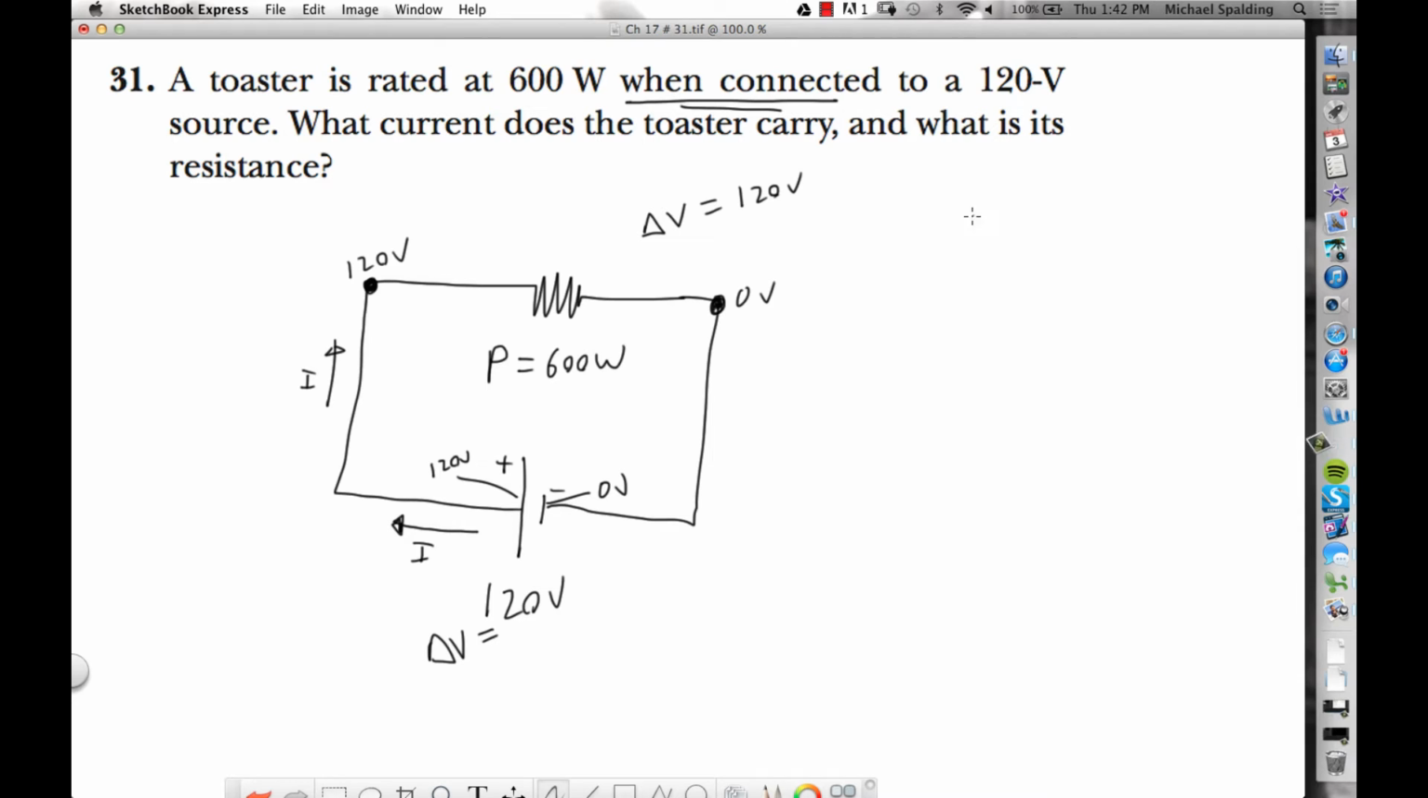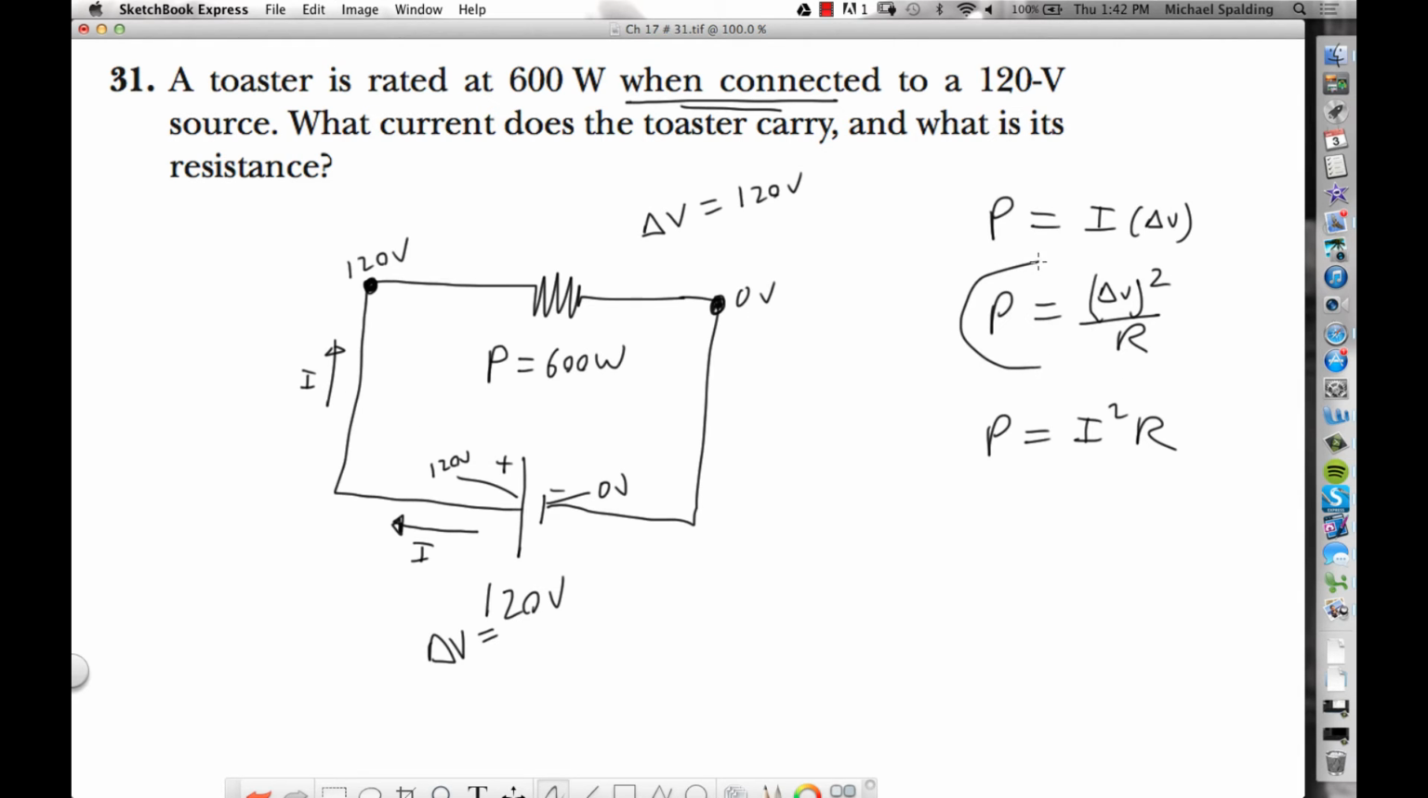So what you've got to do is look at your power equations. So power, P equals I delta V. P equals delta V squared over R. P equals I squared R. So which of these power equations could we use to find the current? The question's asking for the current.